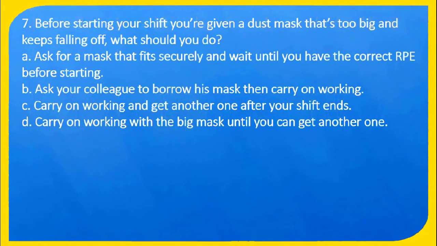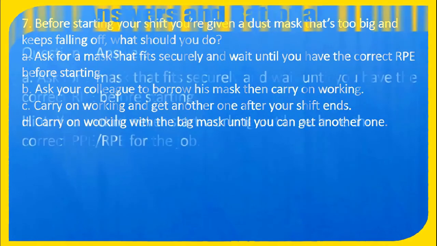Question 7. Before starting your shift, you're given a dust mask that's too big and keeps falling off. What should you do? A. Ask for a mask that fits securely and wait until you have the correct RPE before starting. B. Ask your colleague to borrow his mask, then carry on working. C. Carry on working and get another one after your shift ends. D. Carry on working with the big mask until you can get another one.